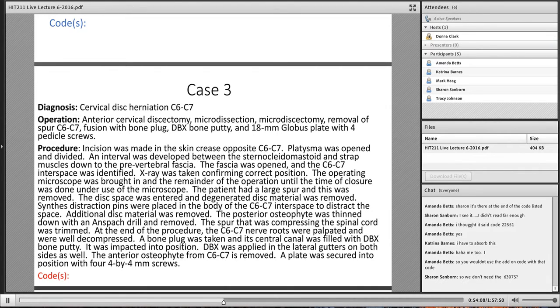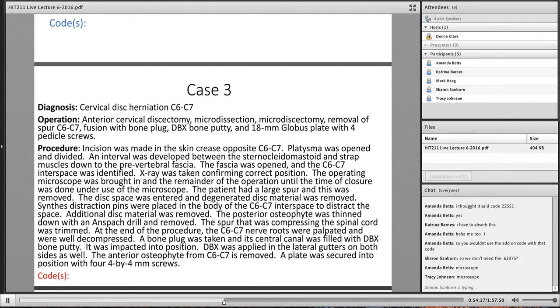in our case? So no, Sharon, we will not need the 63075 because when we looked at our notation on the 63075, it said to use the 22551, which will include the decompression and the fusion. Remember? So now 63075 is out. We're using 22551.